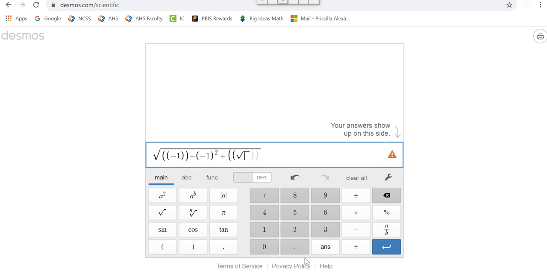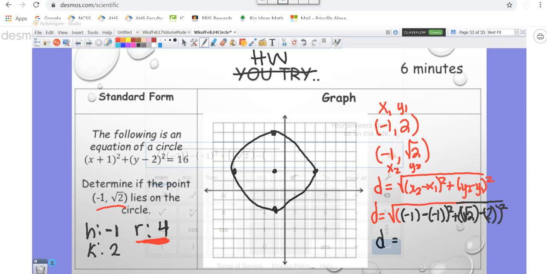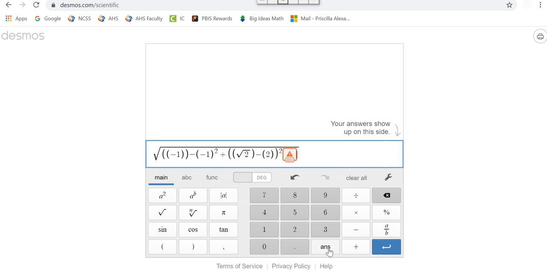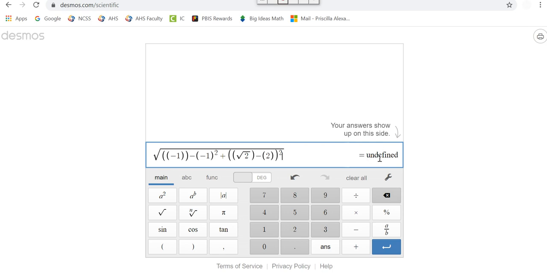And then square root 2. And then I need to close. Whoa, I need to come from under there. Close that. Minus. Open the parentheses. So you're really just typing in what you have on your paper. And just be careful because this thing likes to bounce around. Close that. Then square it. And if you notice here, this is saying that it's undefined.